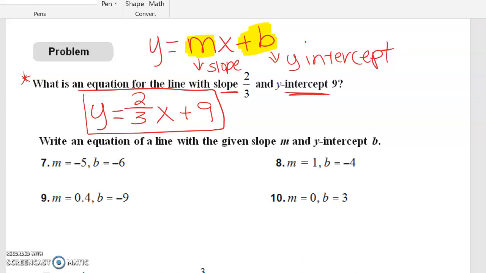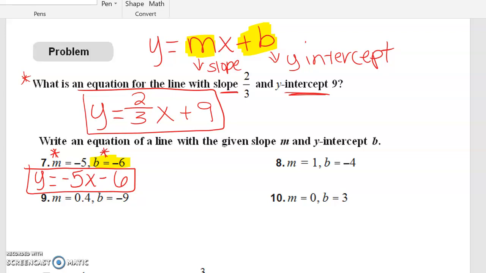Same thing for the next couple examples. In number 7, it tells me my m is -5 and my b is -6. So again, I plug it right into slope-intercept. It becomes y equals -5x minus 6. If that b value is negative, we want to bring that negative down. So our equation has -6 at the end. So y equals -5x minus 6.